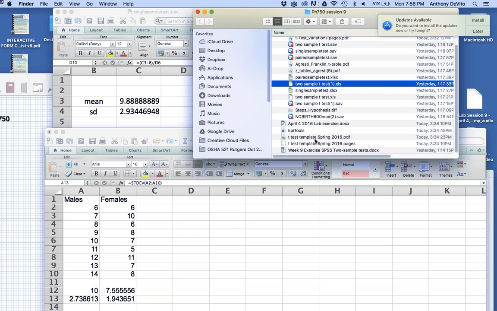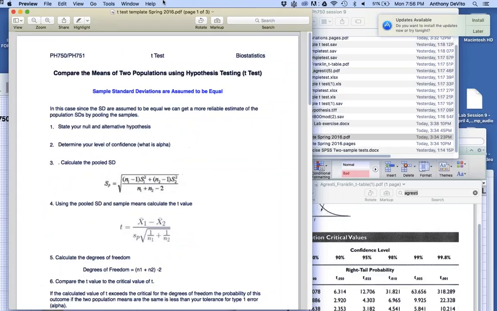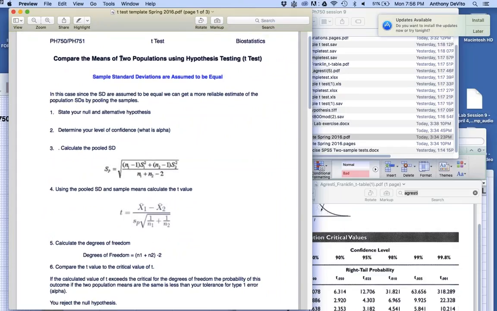Let's see, t-test. There it is. Okay, this is the t-test templates. Now this first one is comparing the means of two populations.